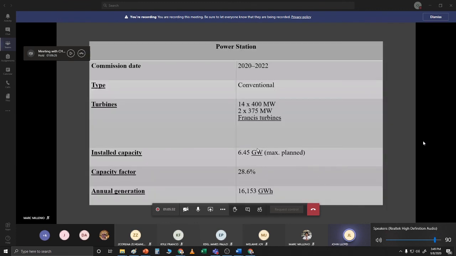It is planned to be commissioned this year until 2022. It is a conventional type power station, and the turbines are 14,400 megawatts Francis turbine and two 375 megawatts Francis turbine.